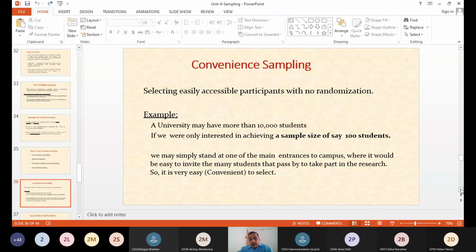So the first type of non-probability sampling is called convenience sampling. Convenience sampling, by its name itself, suggests that it is as per the convenience of the researcher.